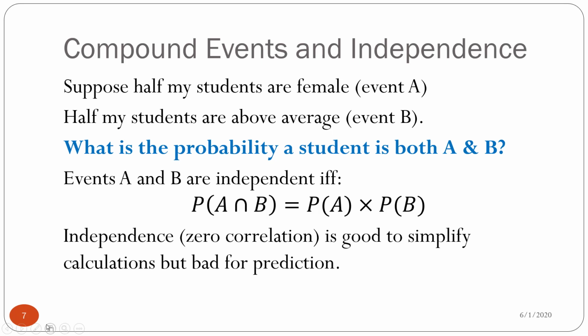So let me use the pen here, and I change the color as usual. So here, what is P(A)? Let me put that right here. P(A) is equal to 1 by 2, and P(B) is equal to 1 by 2. So the result is 1 by 4.